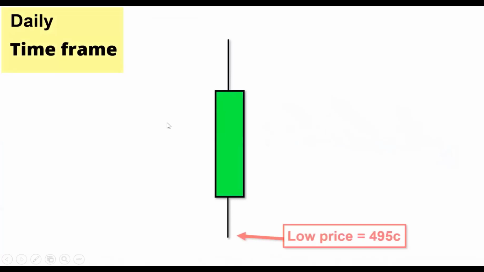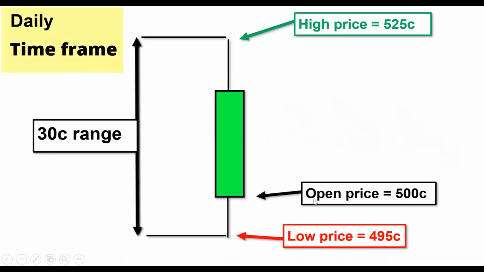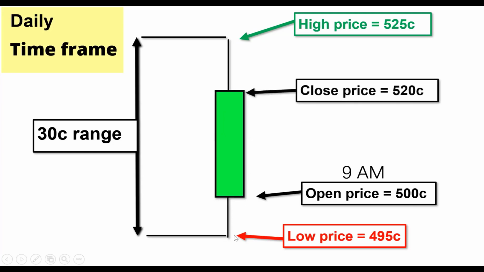So a daily time frame is where we can take one candle, for example. Let's say there is a candle that opens at 500 cents at 9 a.m. when the stock market opens. Then the price moves down to a low of 495 cents, and then moves up to a high of 525 cents, and it closes at about 520 cents. Okay, so between the open and close forms the body, remember.